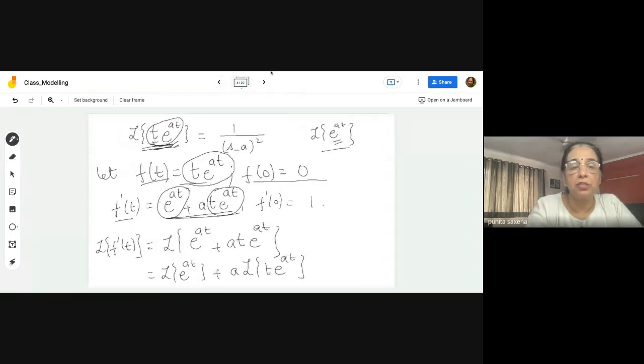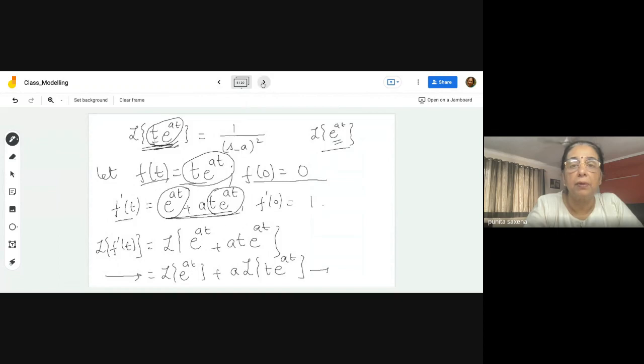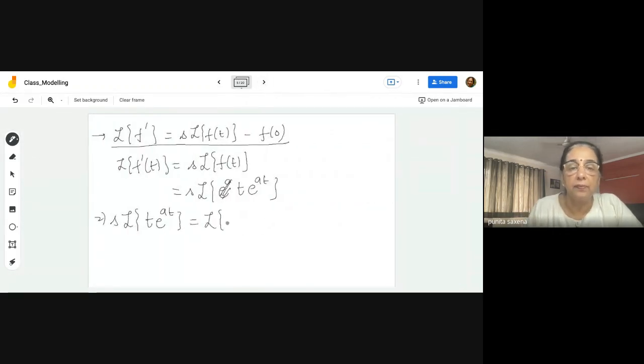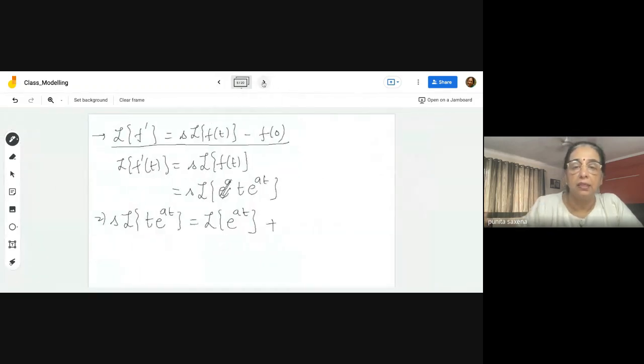Now, if you substitute the things back in this equation, what do you get? The left hand side is s times the Laplace transform of t e to the power at, equal to the first term, the Laplace transform of e to the power at, plus the second term, a times the Laplace transform of t e to the power at.